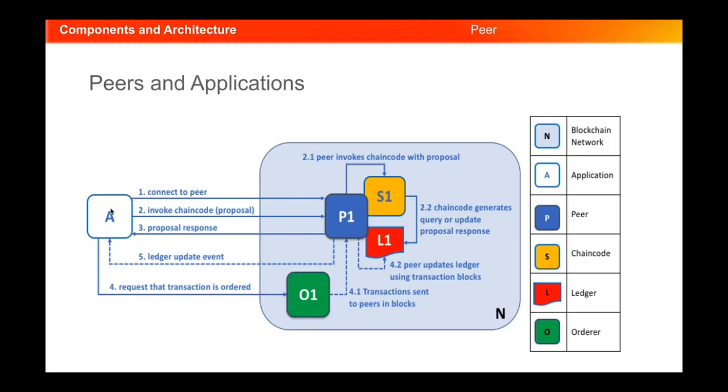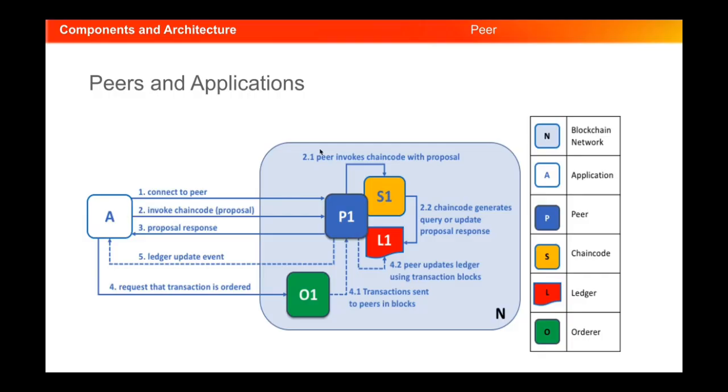In case of ledger query, the application connects to the peer P1, which you can see over here, and then the application invokes the chaincode on P1. Once it is invoked, the peer invokes the chaincode with the proposal, and the chaincode generates a query response, and that response is propagated back to the application. So this is the query response that happens between application and peer.